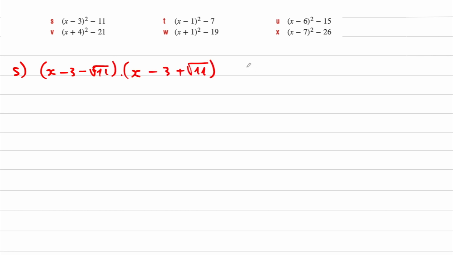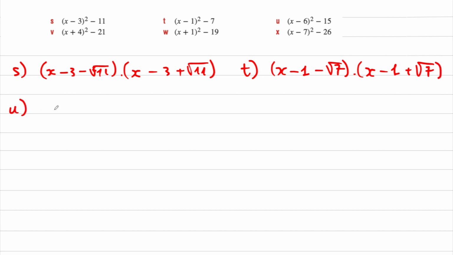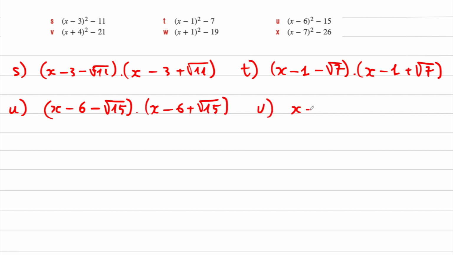First term and the second term. You cannot simplify this surd, so I will write down my answer immediately. Minus 7 under square root, x minus 1 plus square root 7. Question U, x minus 6 and then minus square root 15. X minus 6 plus square root 15. And about V, x plus 4 minus square root 21. And the next one is x plus 4 plus square root 21.